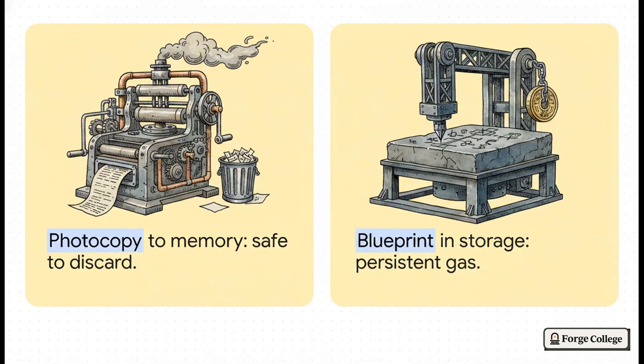So here is the real-world contrast. Making a photocopy in memory costs you upfront gas to create, but it's totally safe to play around with and discard. Editing the blueprint in storage, though, that's incredibly fast for direct access, but any edit changes permanent state, which incurs heavy, persistent gas costs. It is a constant architectural trade-off that you'll be managing.